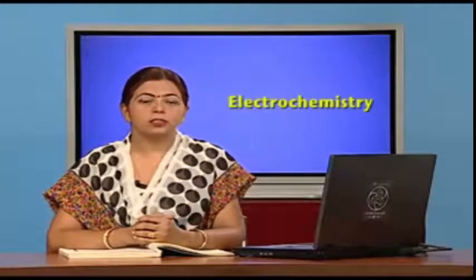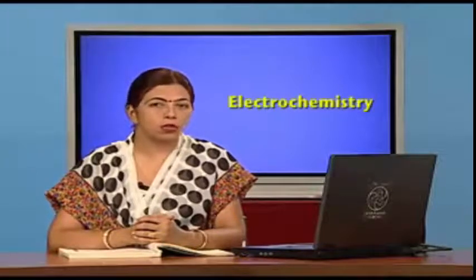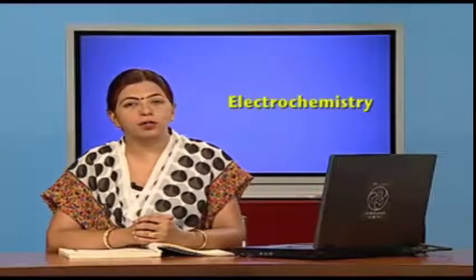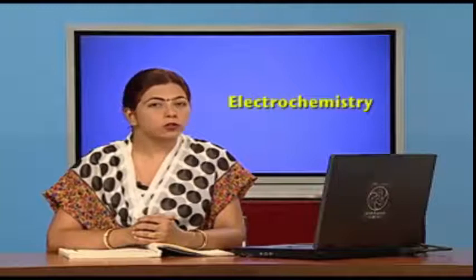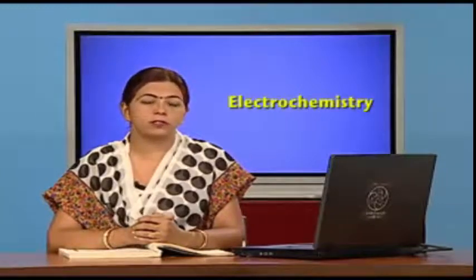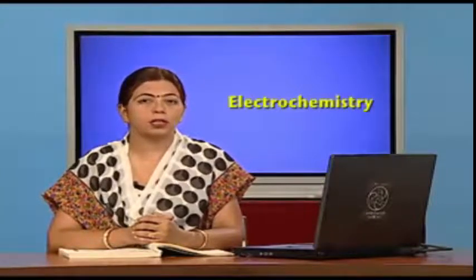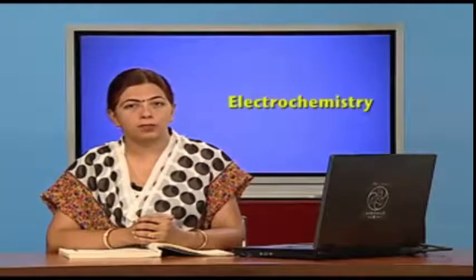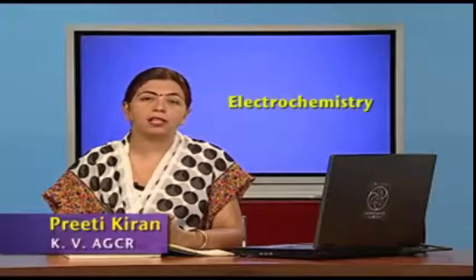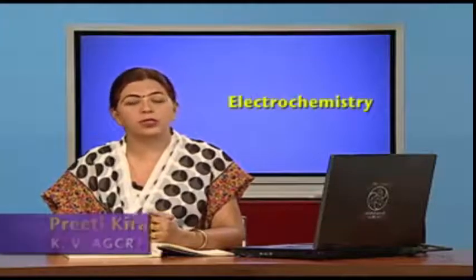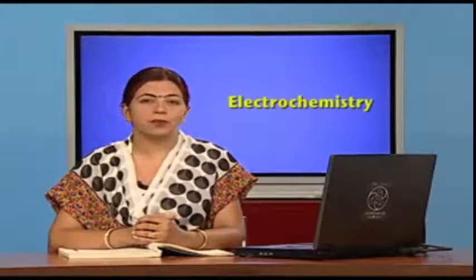Dear students, in the previous class we have studied about the different types of conductors. That is, the metallic conductor, also known as the electronic conductor, and electrolytic conductor. We also studied about the resistance which is offered by the conductor to the flow of the current. The reciprocal of resistance is conductance, and then we studied about resistivity and conductivity.